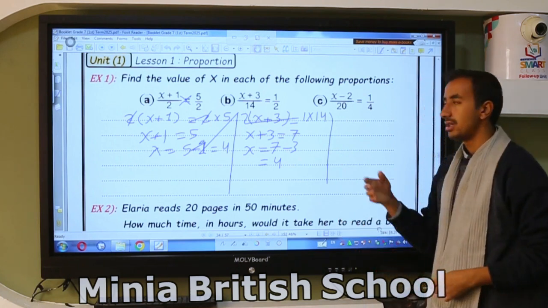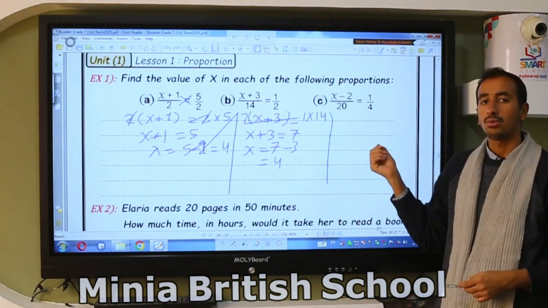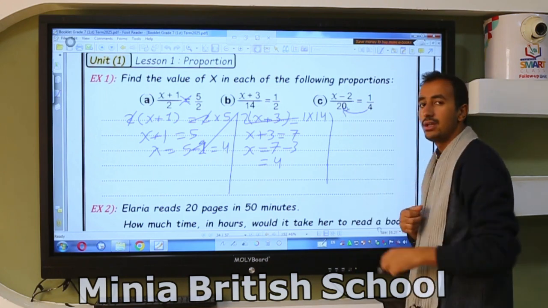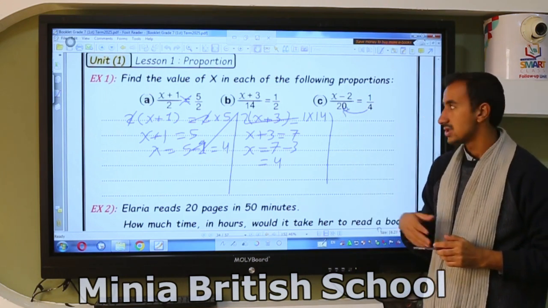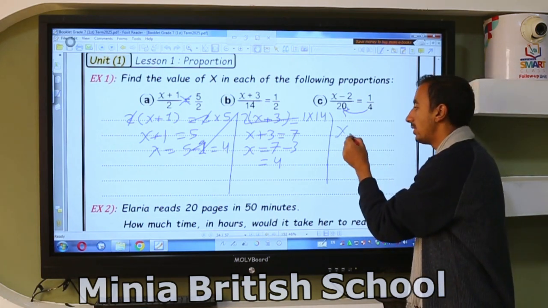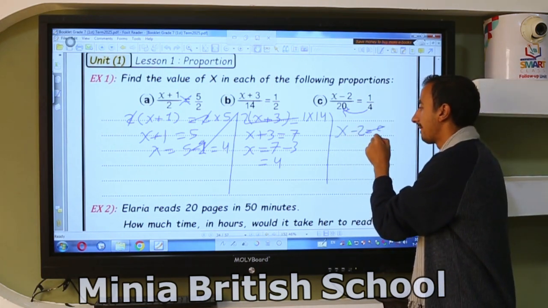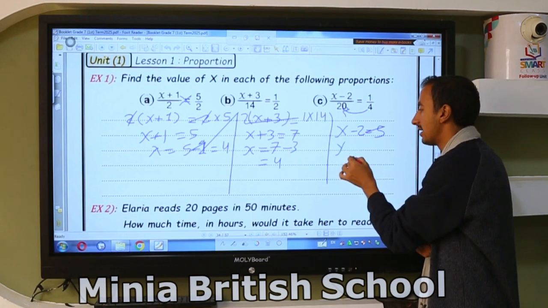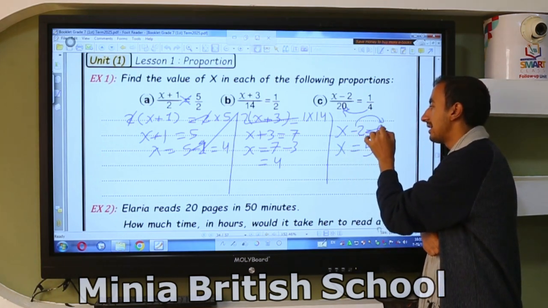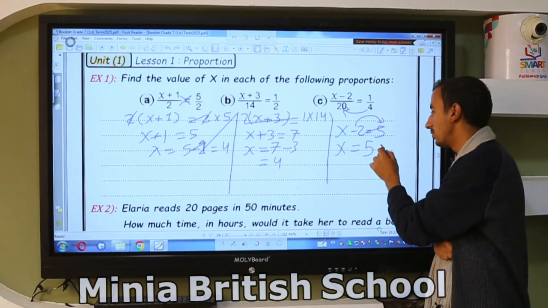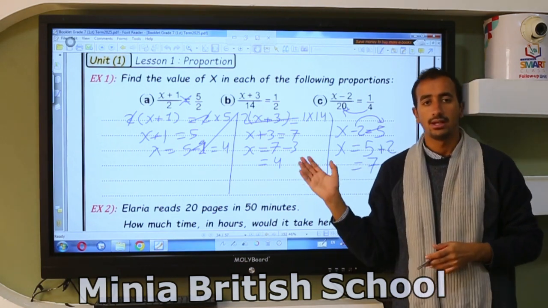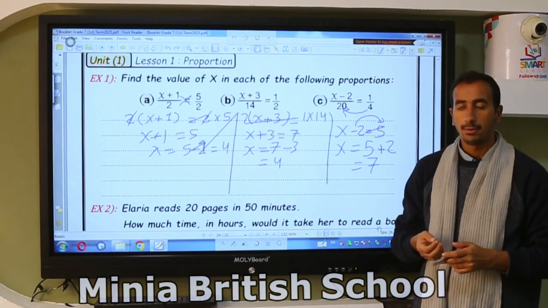Another example, here x minus 2 over 20 equals 1 over 4. I can say that 4 times 5 equals 20, so 5 times 1 equals 5, so x minus 2 equals 5. So x equals 5 plus 2, using the inverse operation, which equals 7. That is how we find the unknown value in a proportion.